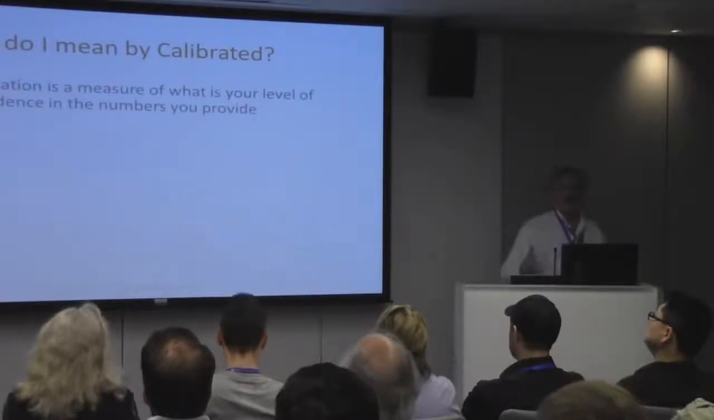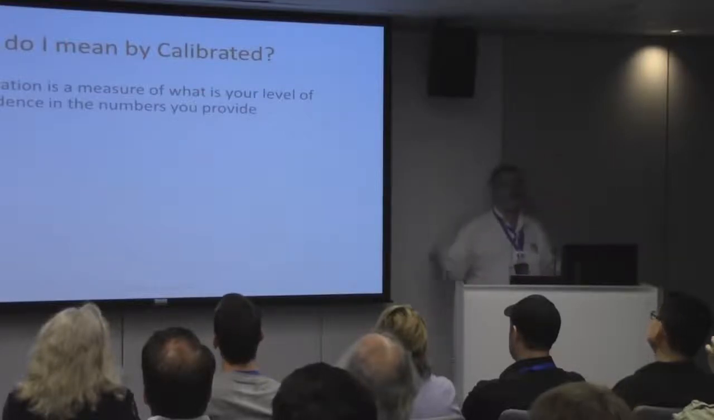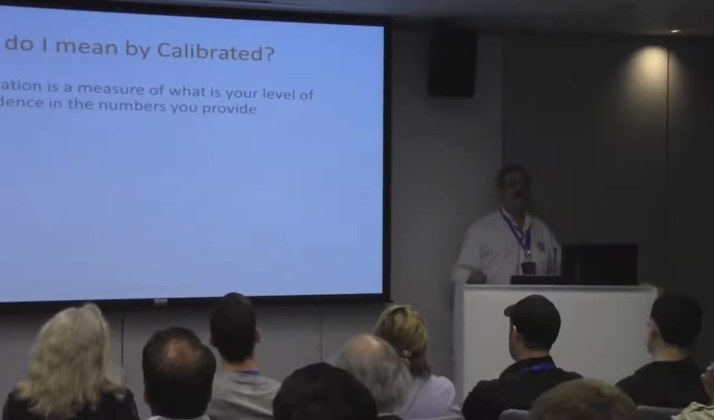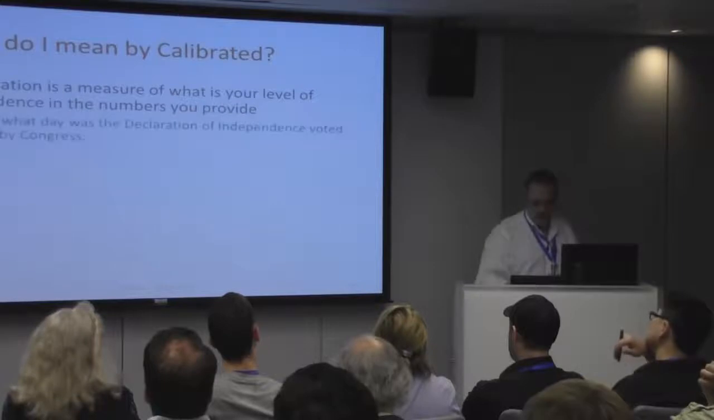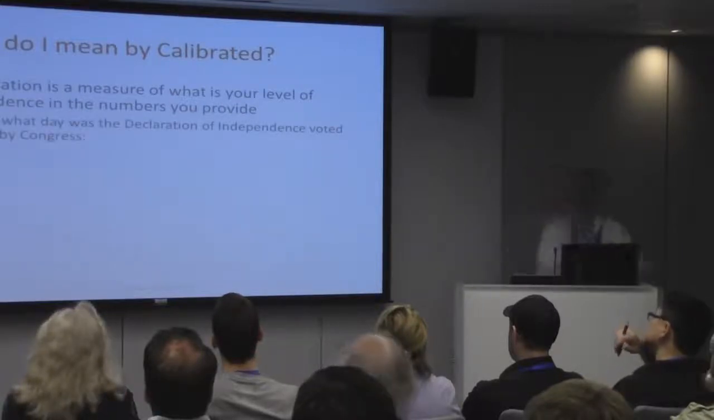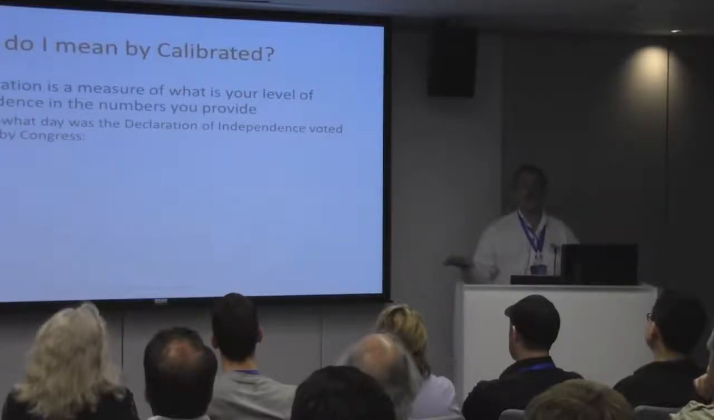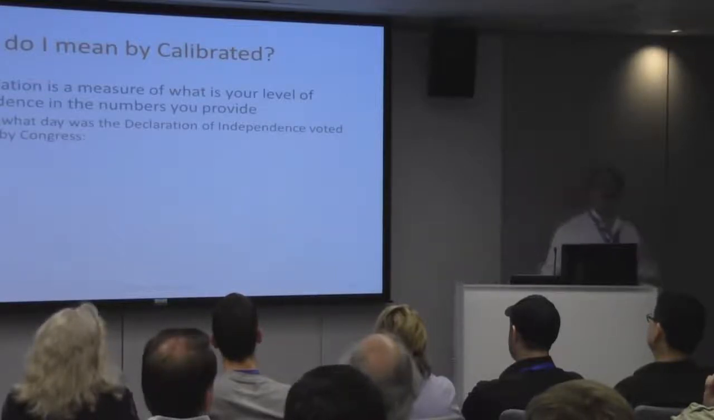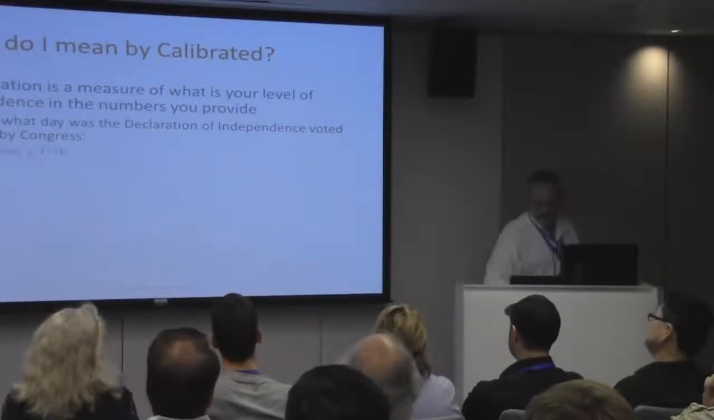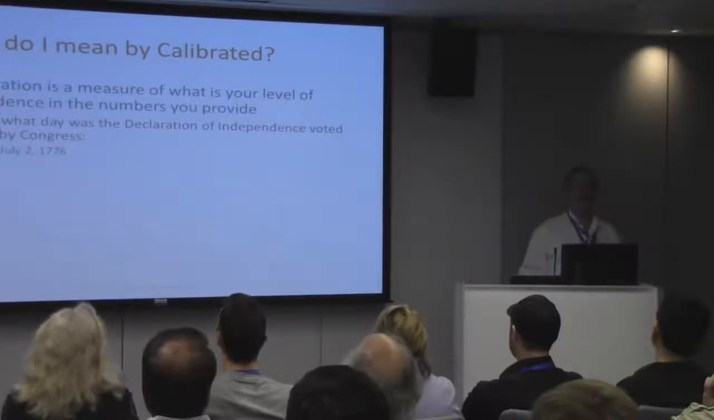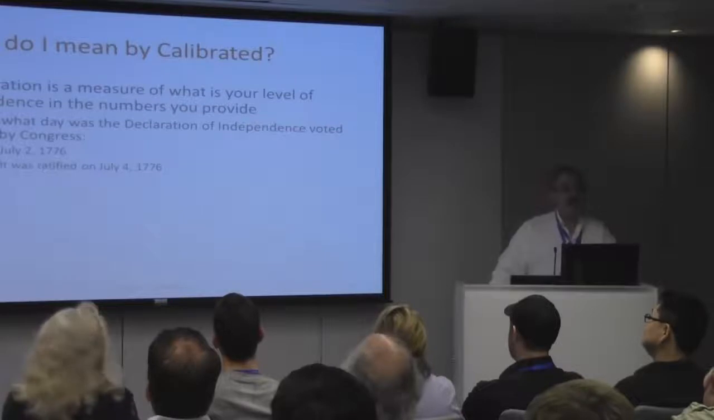So let's start with calibration as a measure of your confidence in the numbers you provide. And sometimes the more knowledgeable you are, the more of a false sense of confidence you get. Let me give you an example. On what day was the Declaration of Independence voted on by Congress? Can anybody tell me who hasn't seen this presentation before and is not Googling? Please. Jim. July 2nd. Anybody else in the room? I'm hearing stony silence. July 2nd just happens to be 100% correct.